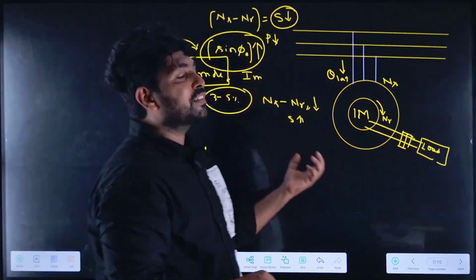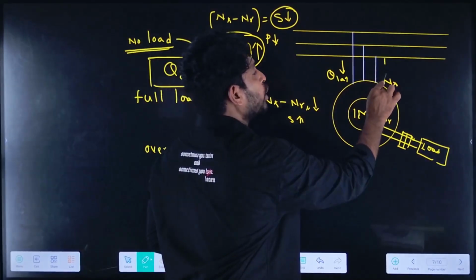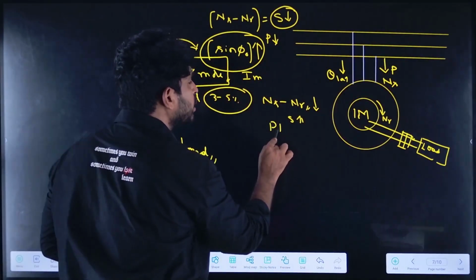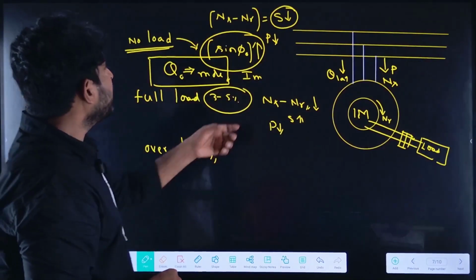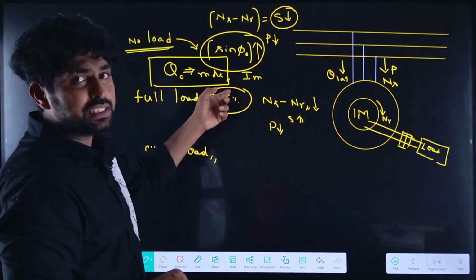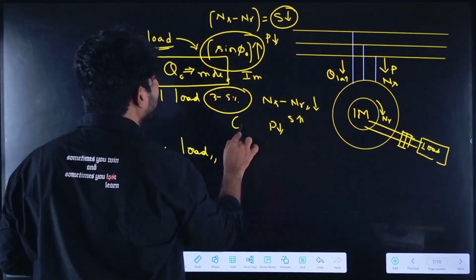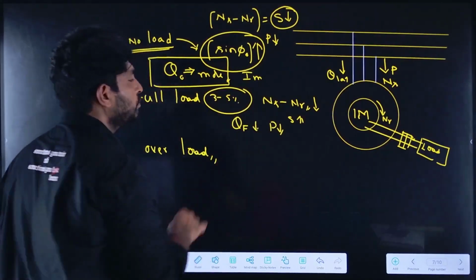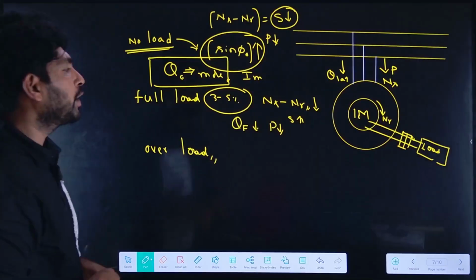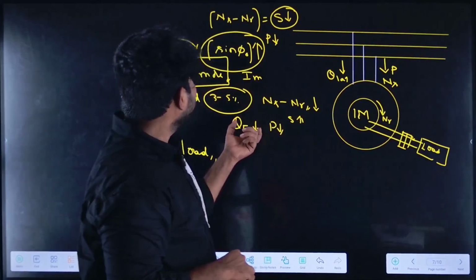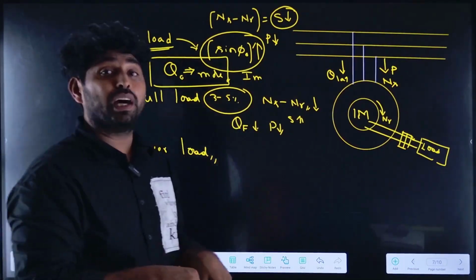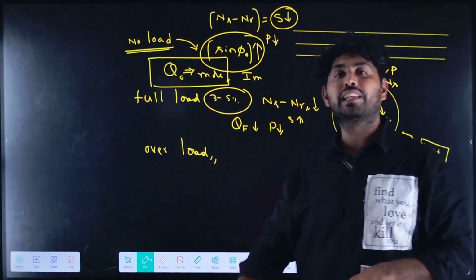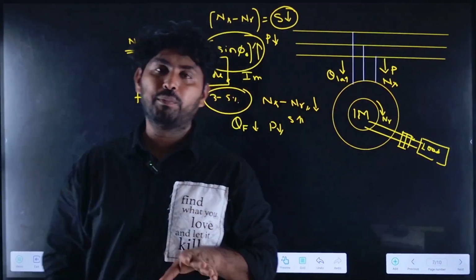So some active power has to be taken from the source also. So the active power is also there. So when compared to this, the reactive power requirement is less. The reactive power requirement in the induction motor, when it is operating at full load, is less than when it is operating at no load, because of slip.